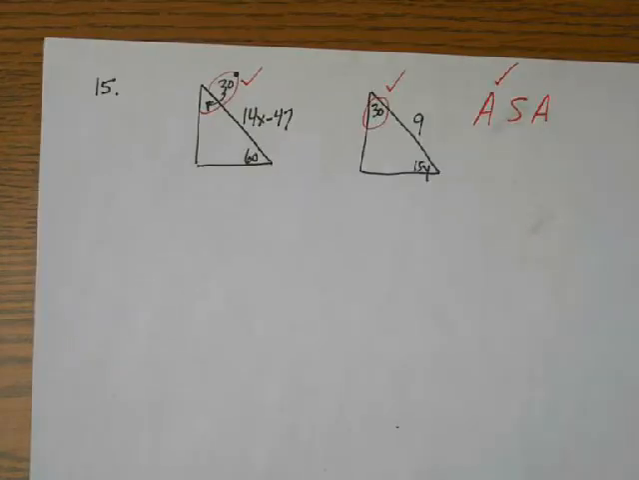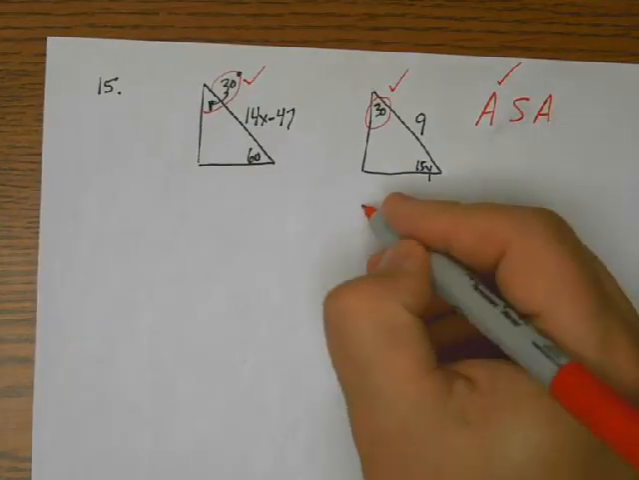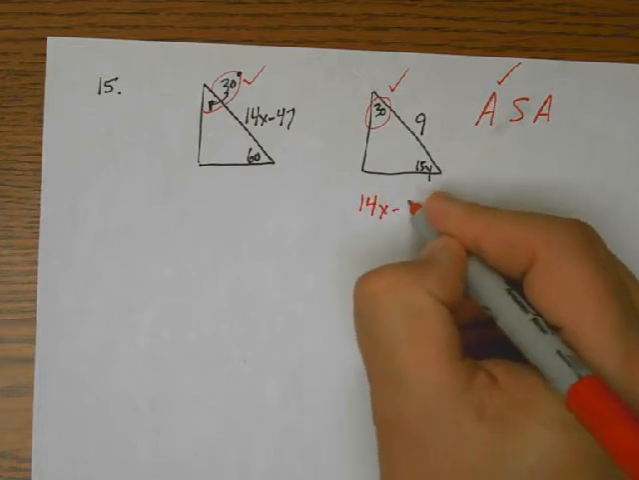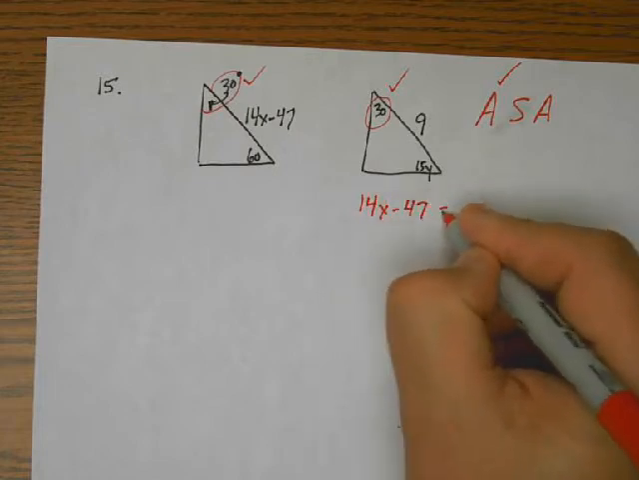Okay, so now we go to the side, and we set up an equation like we did before. 14x minus 47 is equal to 9.